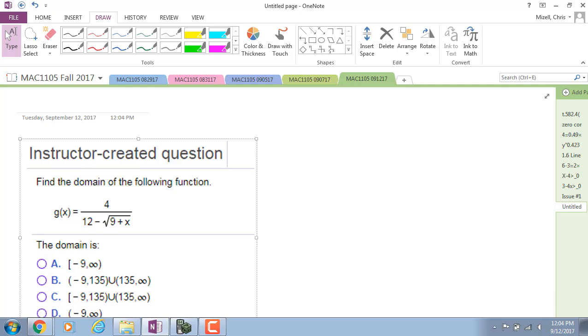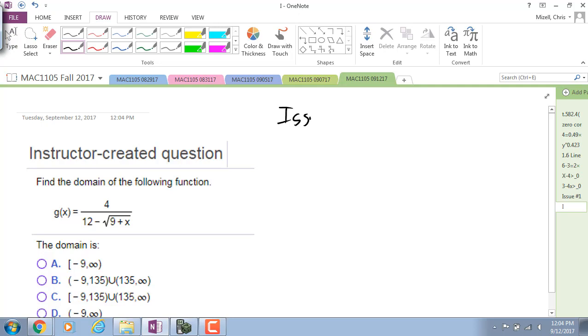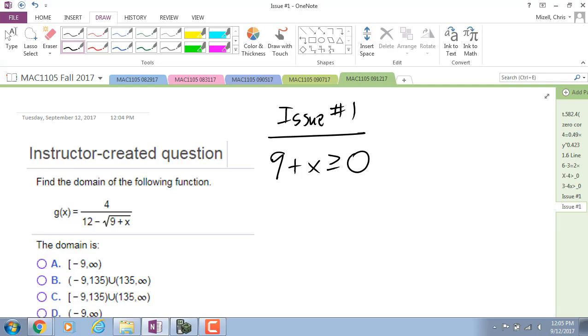Again, 2 issues. Issue number 1. When we take the square root, we've got to get something real. So issue number 1, 9 plus x must be greater than or equal to 0. Got to take the square root, got to get a real number. In this case, I think negative 9 is actually okay. What if x is negative 9? You get 9 plus negative 9 is 0. The square root of 0 is 0.